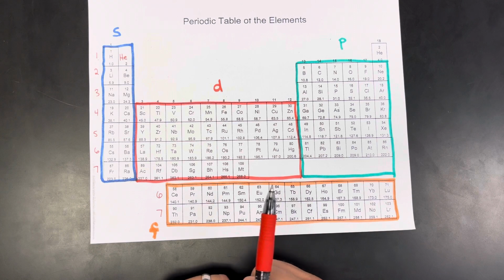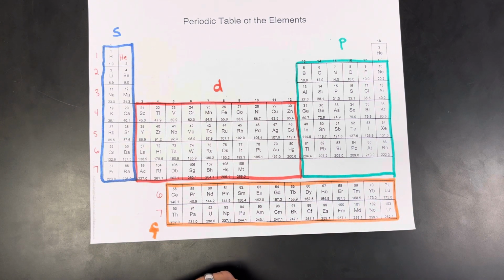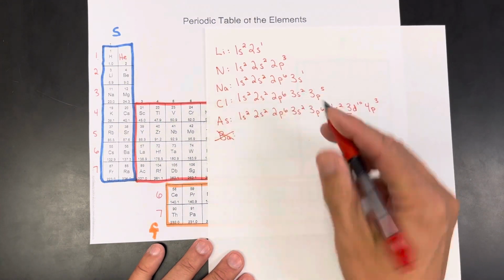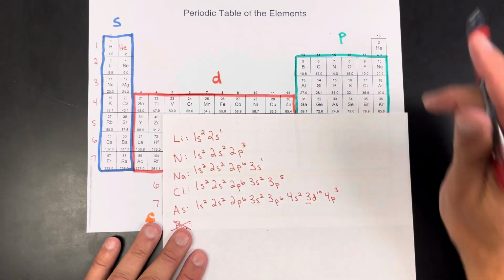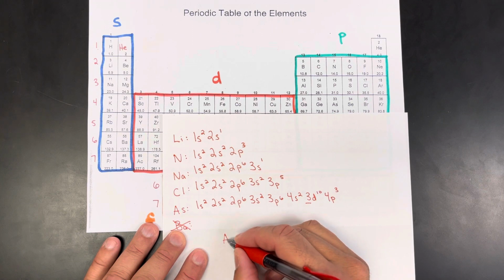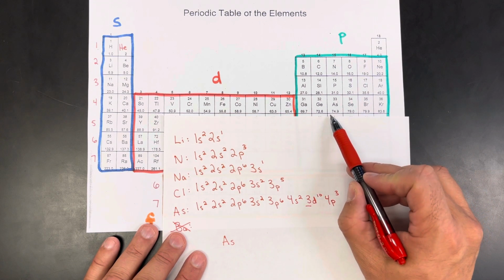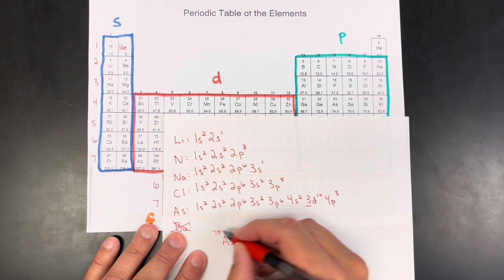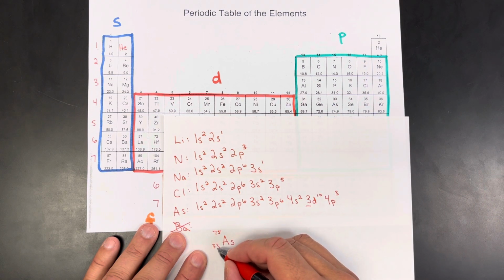Now, I do want to put all this stuff together in how to make a Bohr model. So if we came back here and we were looking at arsenic, and we were looking at its electron configuration, we're going to combine that with knowing some information about arsenic. I'm going to pull off 74.9. I'm going to round that to 75. And of course, the atomic number is going to be 33.